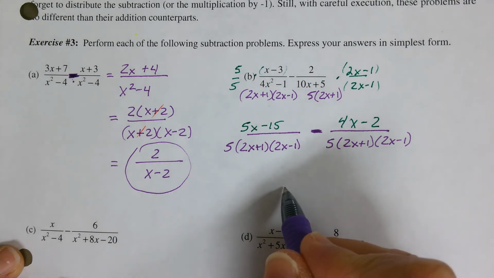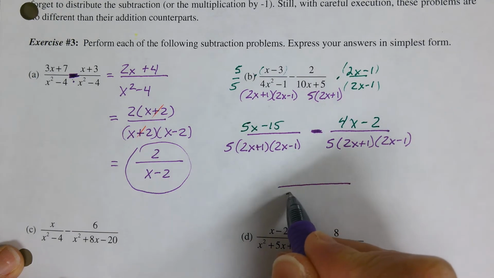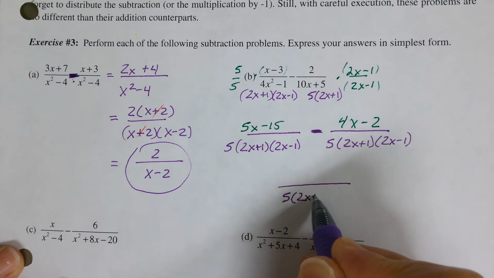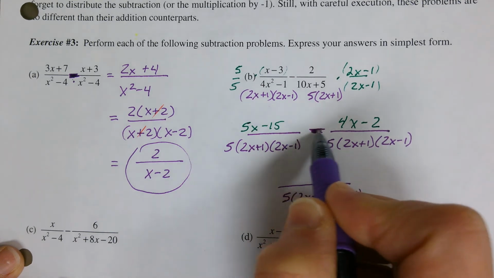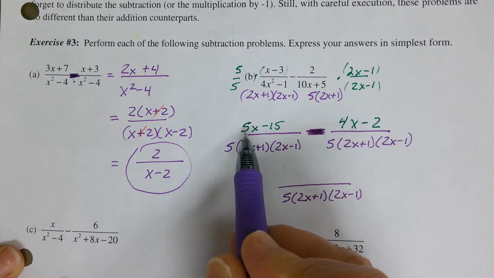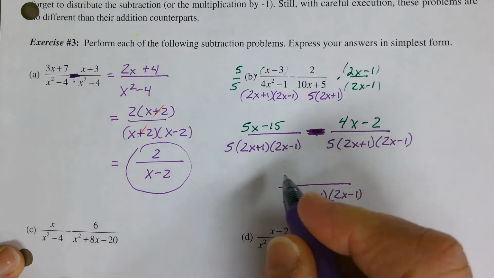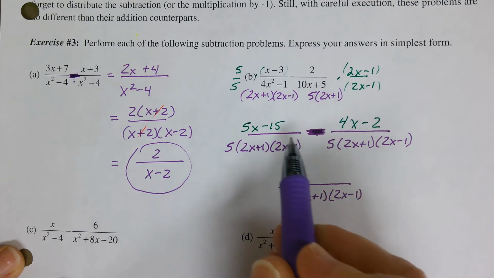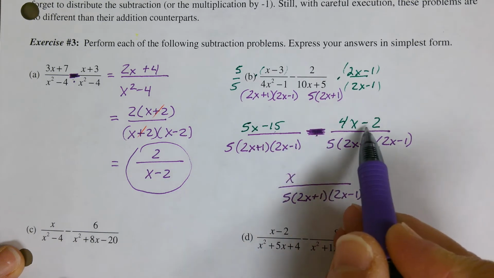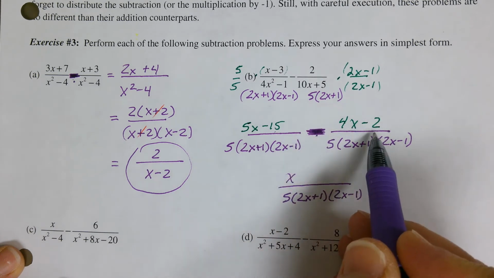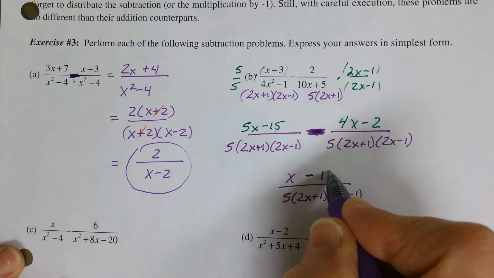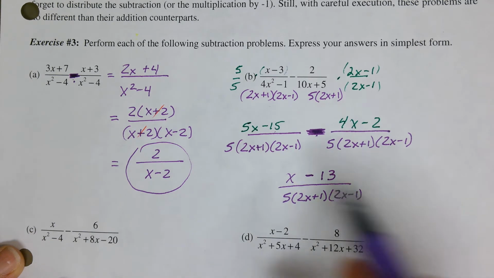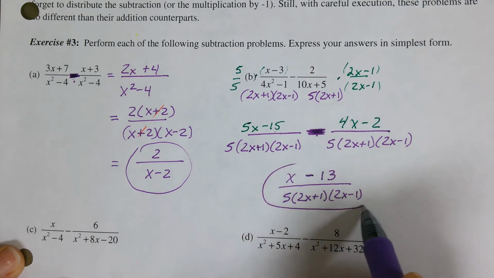So we have our common denominator. Let's copy it. 5 times 2x plus 1 times 2x minus 1. Now we're subtracting. 5x minus 4x is x. And negative 15 minus negative 2 is going to be negative 15 plus 2, which is negative 13. And this does not simplify, so this is our answer.